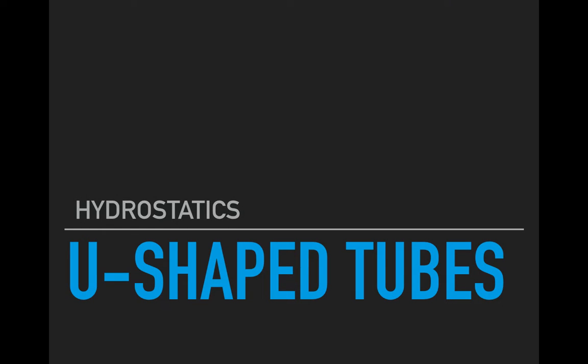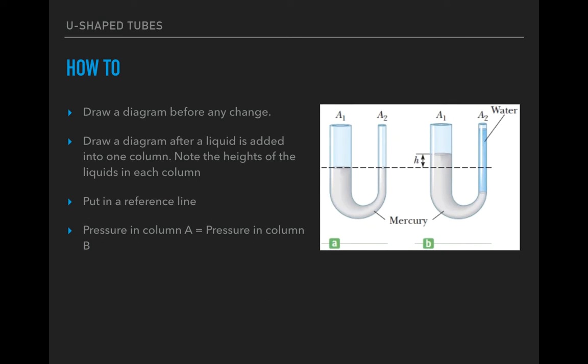Here's your recap for U-shaped tubes. We'll start with how to do it. You need two diagrams usually. You need one diagram before any change, so when there's a single liquid in the U-shaped tube, and a second diagram, which is the one on the far right, after a second or a third liquid has been added.